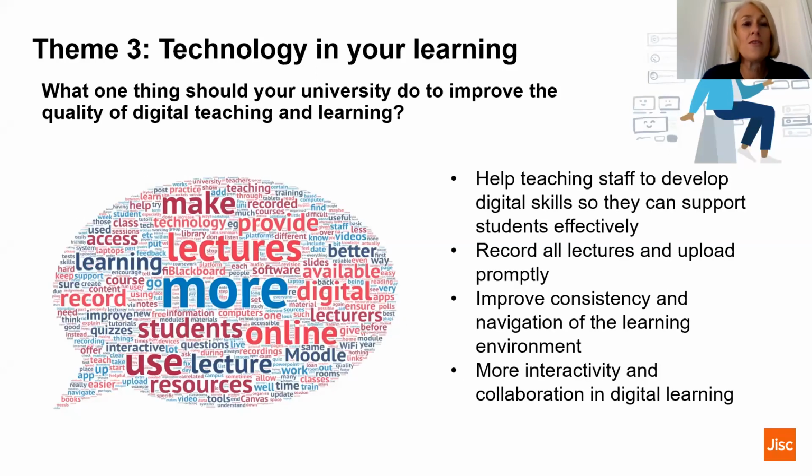So when we ask students what one thing, and I love our "what one thing" questions, should your university do to improve the quality of digital teaching and learning? Over 11,000 students completed this question. And this question was really designed to yield actionable information to participating organisations.